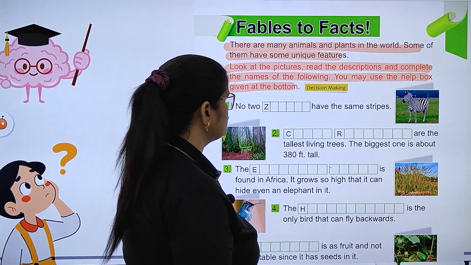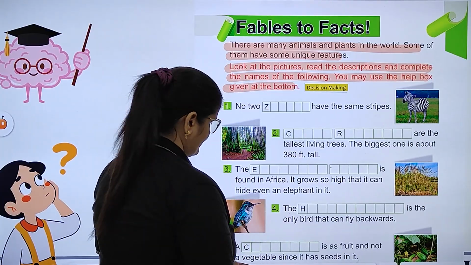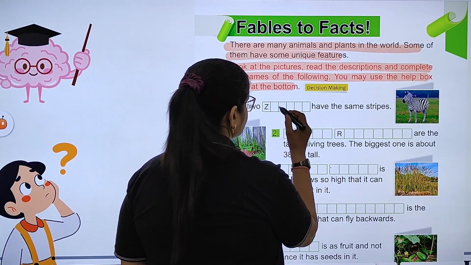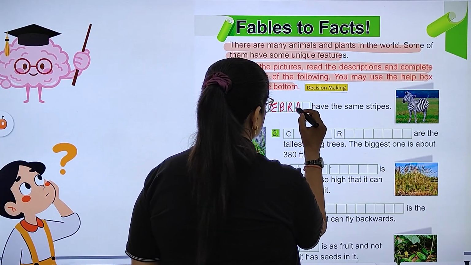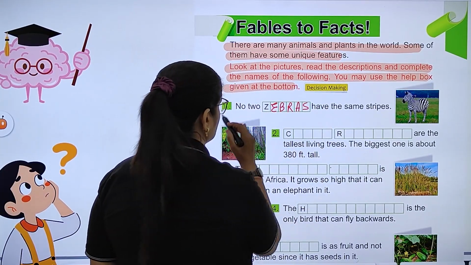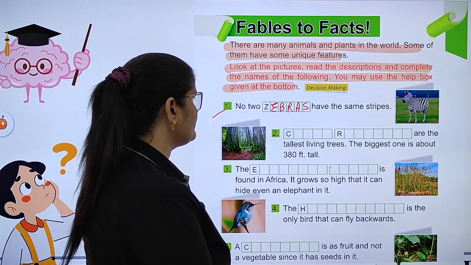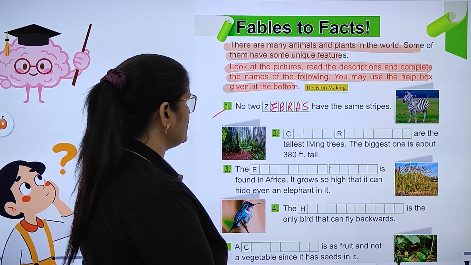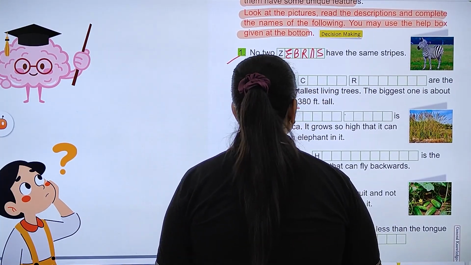Number 1. No two have the same stripes. Zebra. Zebras. Number 2. Are the tallest living tree, the biggest one is about 380 feet tall. Coast redwoods. Lal Chandan.